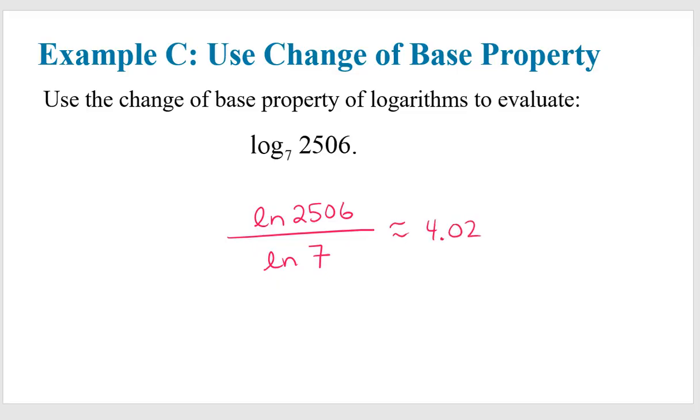So again, it's just a matter of you learning how to use your calculator and put it in correctly. And it also doesn't matter. If I were to choose the common log, I would do the common log of 2,506 and divide that by the common log of 7, which I can also put in my calculator. Turns out I get exactly the same thing, 4.02.